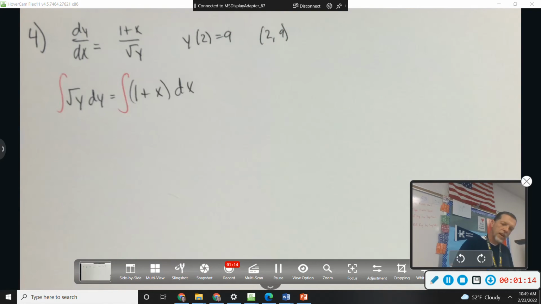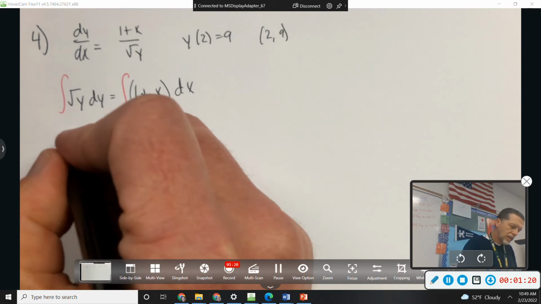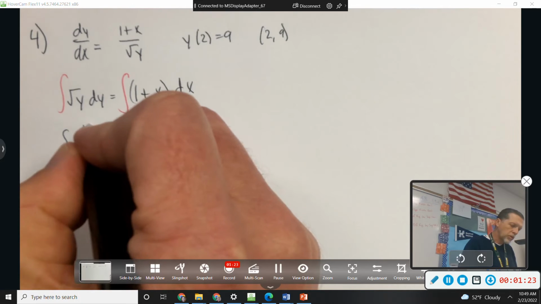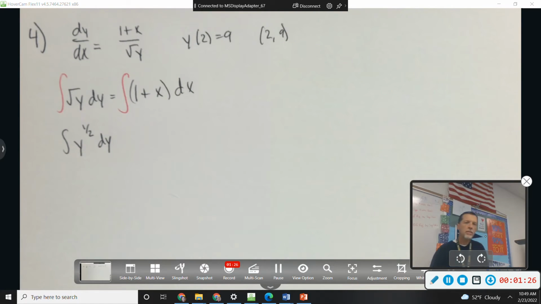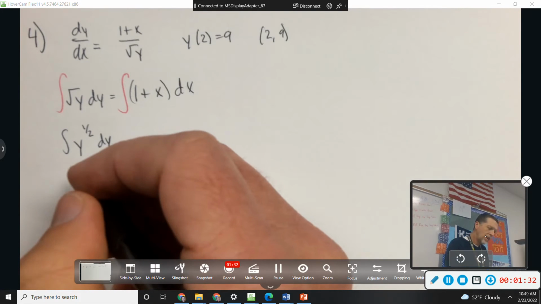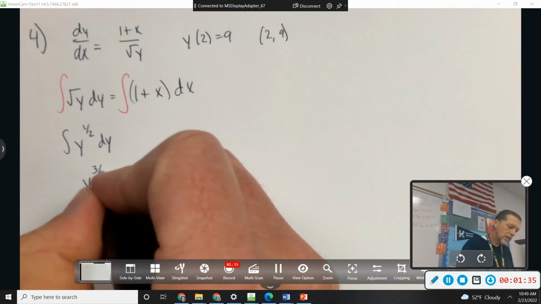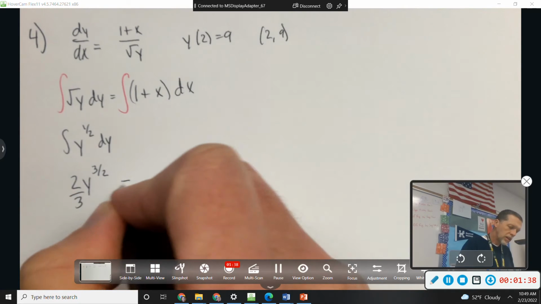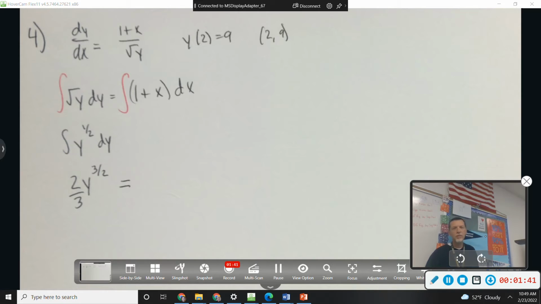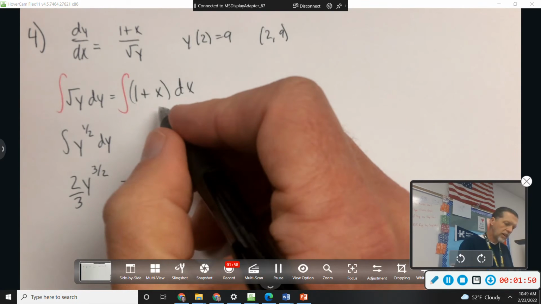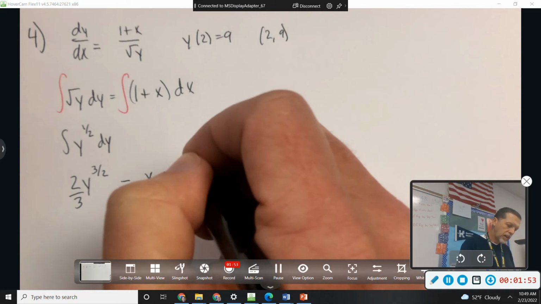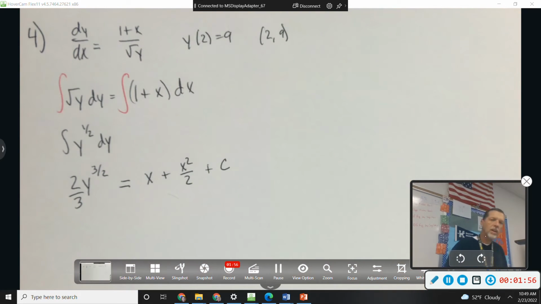Then we'll integrate both sides to undo the derivative, the antiderivative. I don't really antiderivative square roots, I'd rather antiderivative powers. So I'll rewrite that square root as 1/2. And then, let's see, up the power by 1, divide by the new power. And there needs to be a plus c, but I'll do that on the other side. So 2/3 y to the 3/2. On the right-hand side, x plus x squared over 2 plus c.